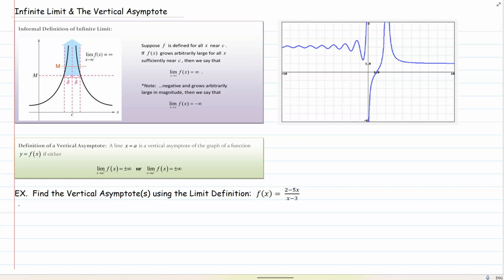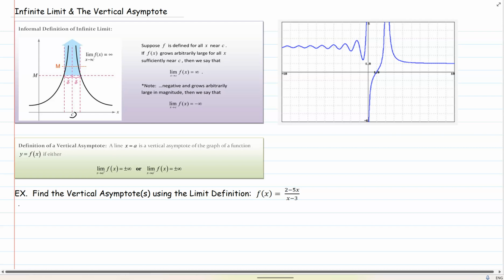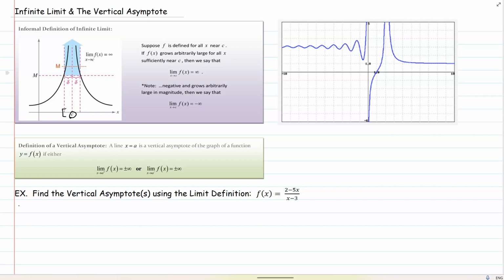Suppose that f is defined at all points near c, c being this point right here, and x is defined within an interval near c. We would say that the limit as x goes to c is infinity if f of x gets arbitrarily large, meaning for any number M that we think it is going to cap out at, the function is always going to grow bigger than that number M.